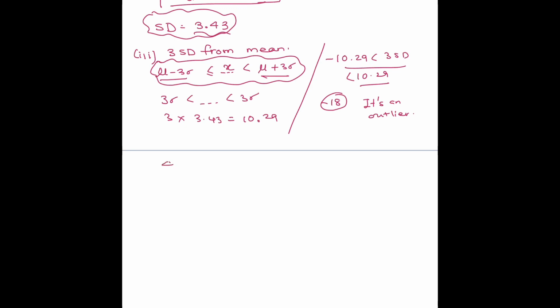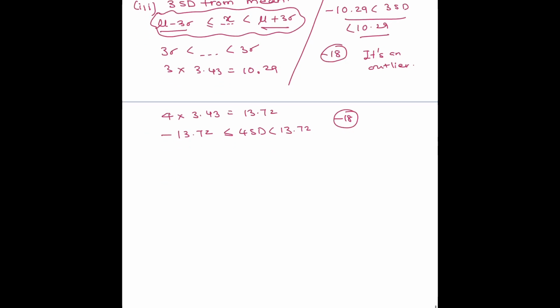Even if we try 4 standard deviations, 4 times 3.43, which is 13.72. So it is between negative 13.72 and 13.72. Negative 18 is still outside that, so it's definitely an outlier. Let's try number 4. The figure of negative 18 is thought to be a mistake in recording.